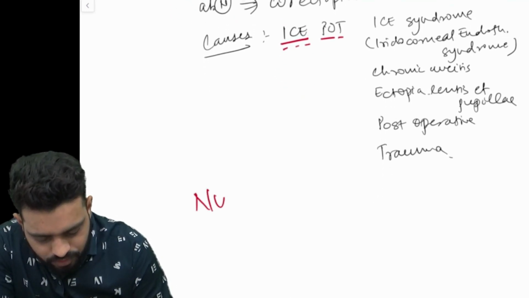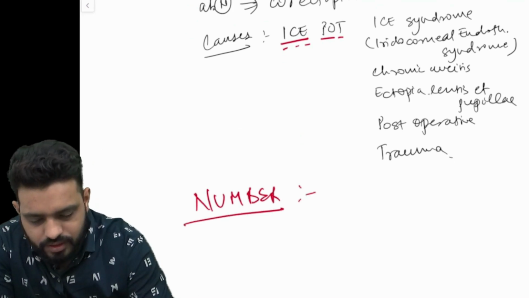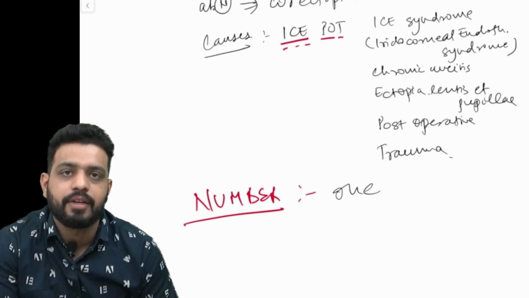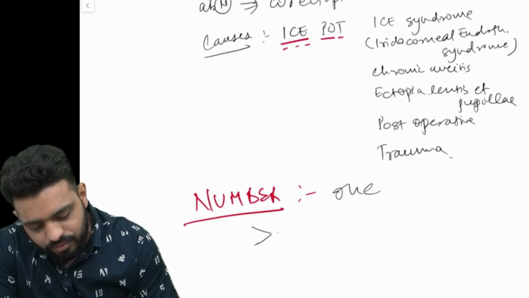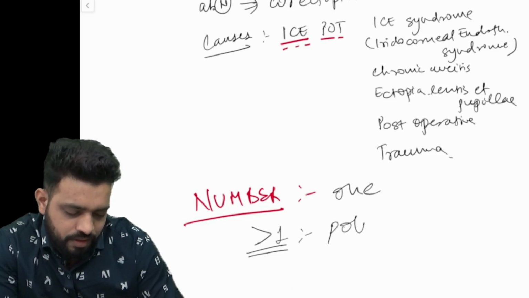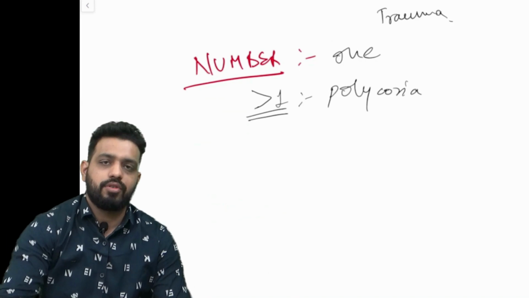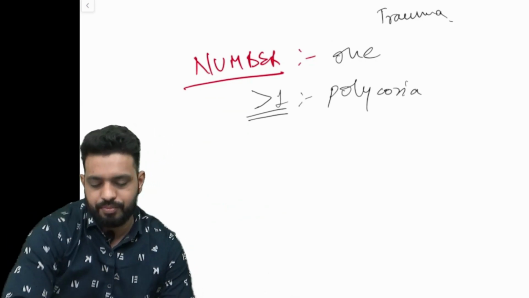Now we'll move to the next parameter, which is the number. What is the normal number of pupils in each eye? Obviously you will say it is 1, which is right. Is any number more than 1 possible? Yes, it is possible. It is known as polychoria. More than 1 pupil in one eye is polychoria.